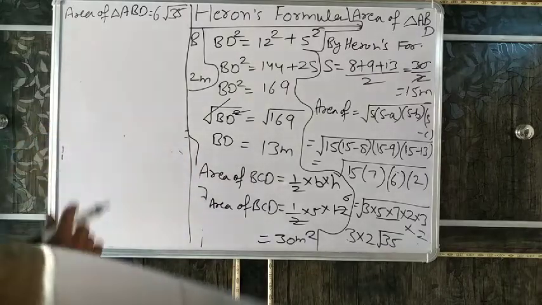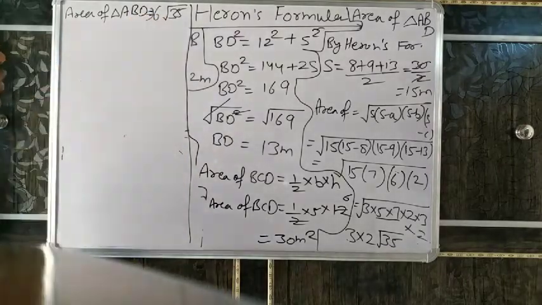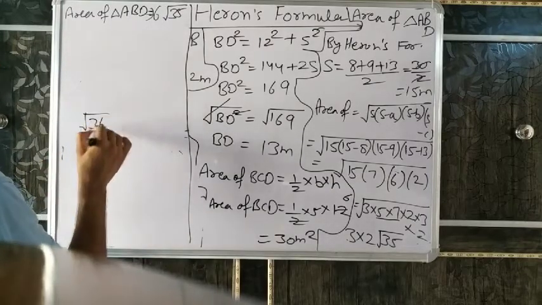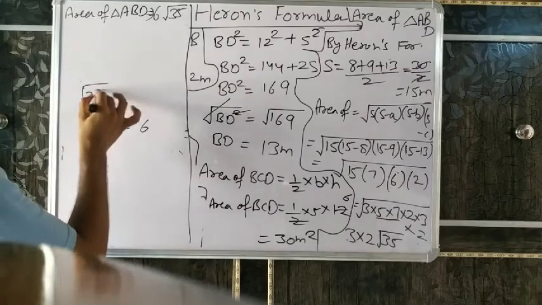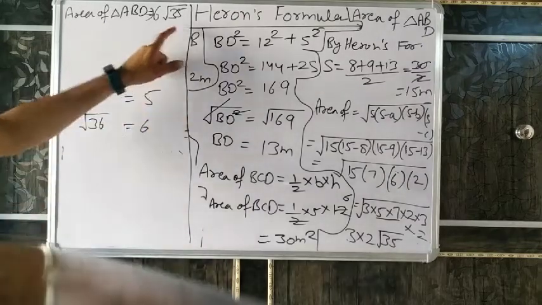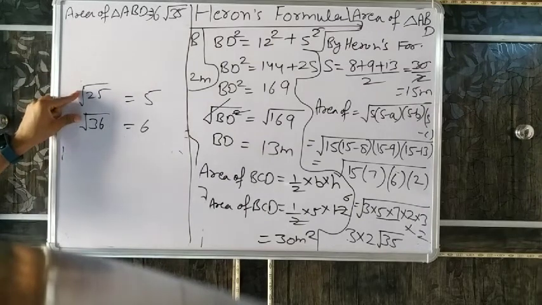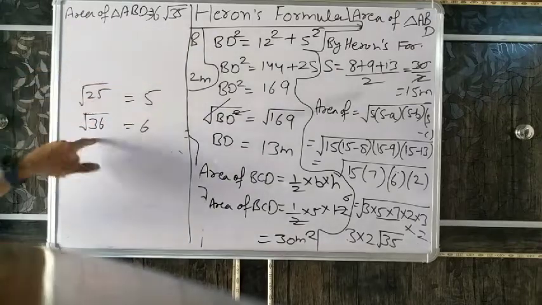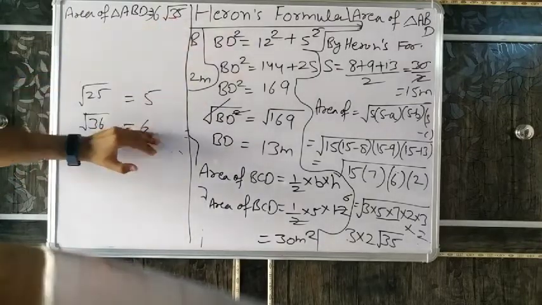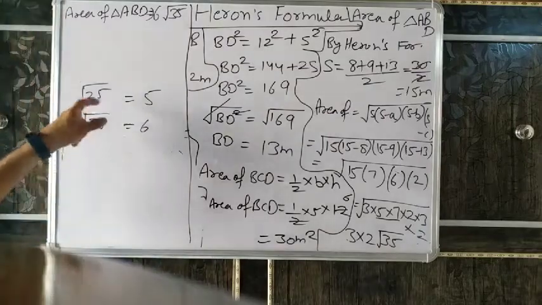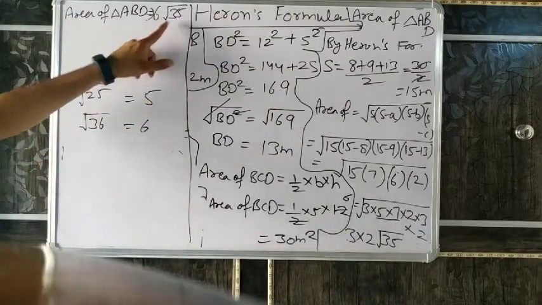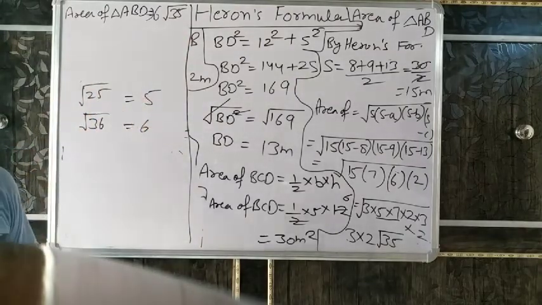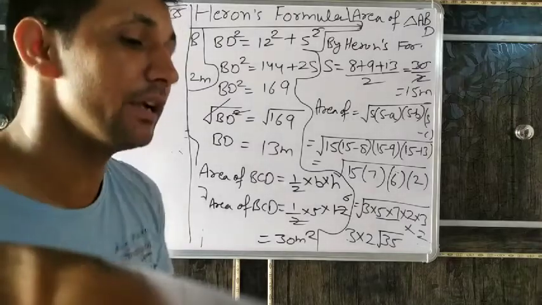So we will find the value of root 35. If I ask you root 36, you will say, sir, 6. Root 25 is 5. But root 35 is between 25 and 36. Root 36 is 6, so this value is smaller than 6. 35 is greater than 25, so its value is greater than 5. So this value lies between 5 and 6. It means 5 point something.